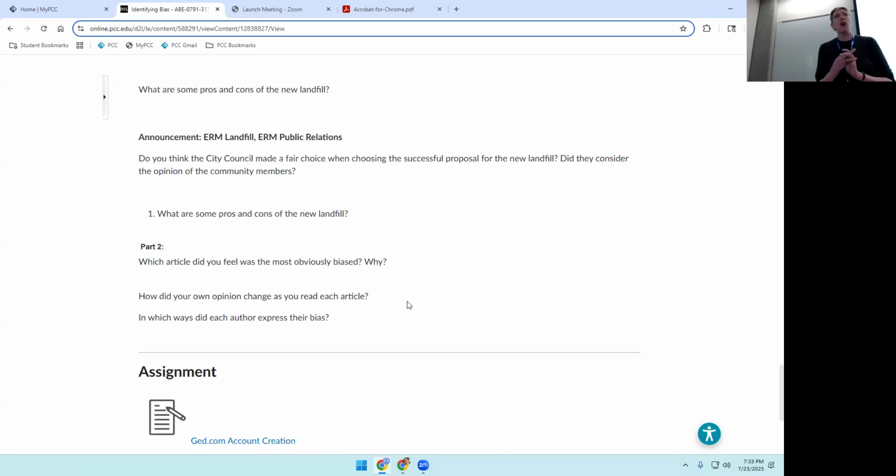So if you're going through all the questions at once, which is great, we're going to do how does your opinion change as you have read the different articles? So not just the one that you were focused on, but all three that you read. How does it change as you go through them? And in what ways did each article express bias?